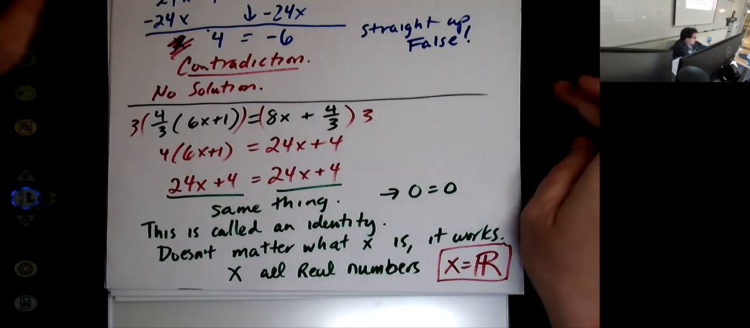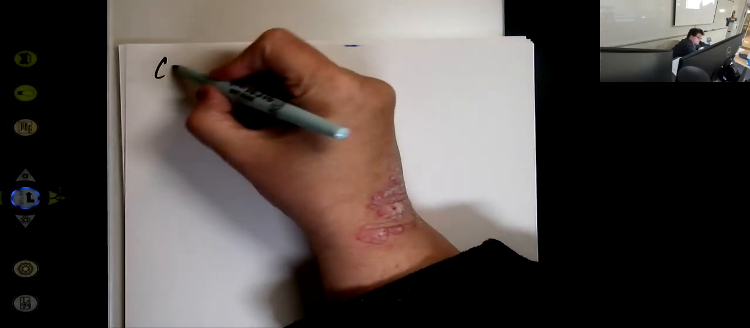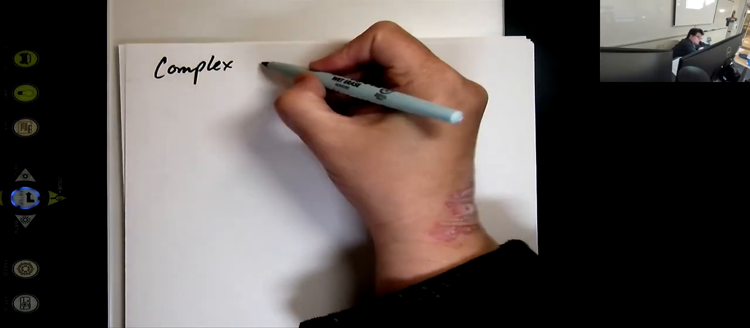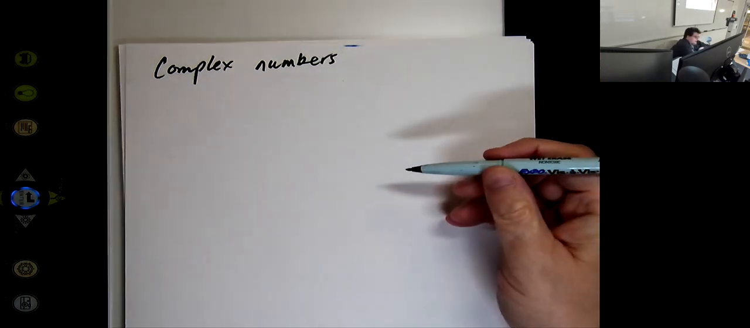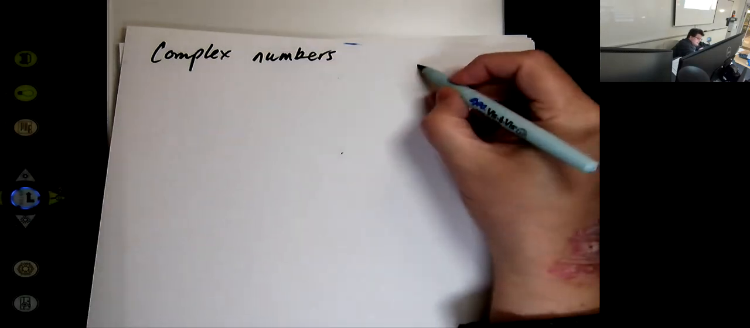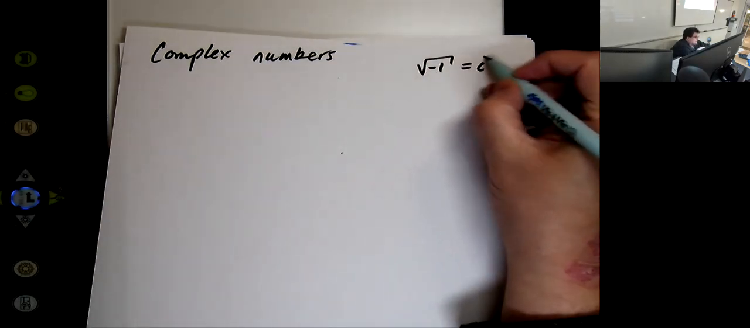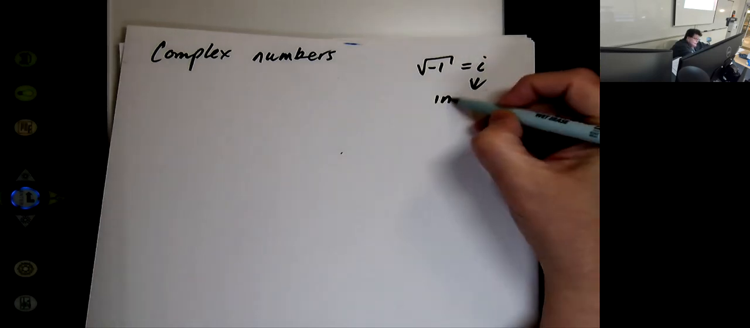You guys ready for more? Let's switch over to complex numbers. The square root of -1 equals i, also known as our imaginary number.